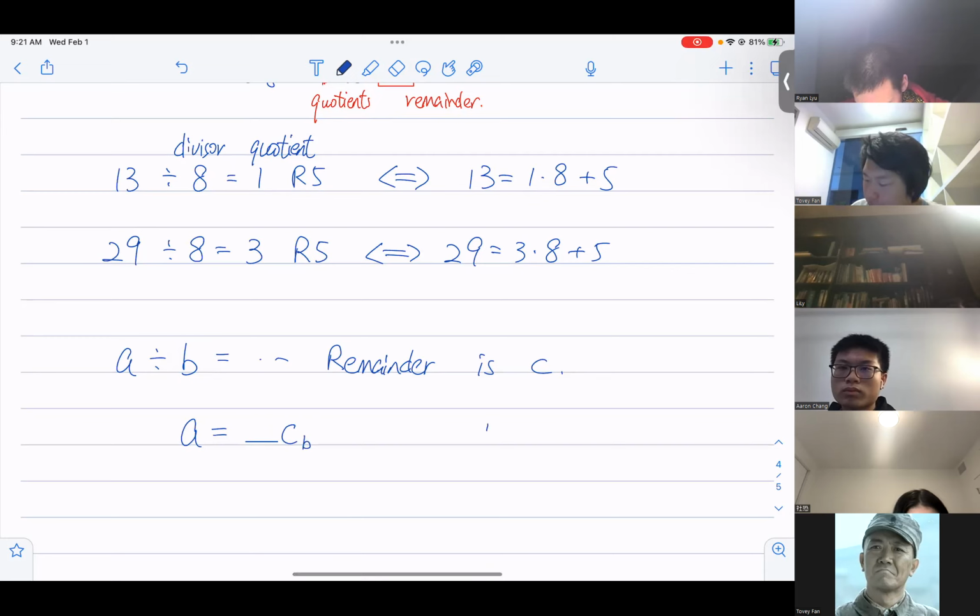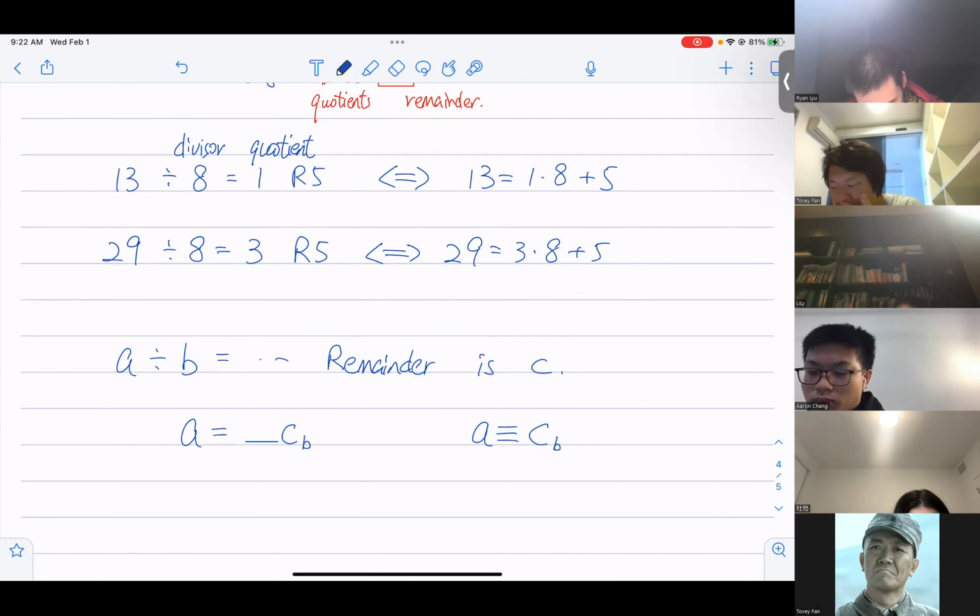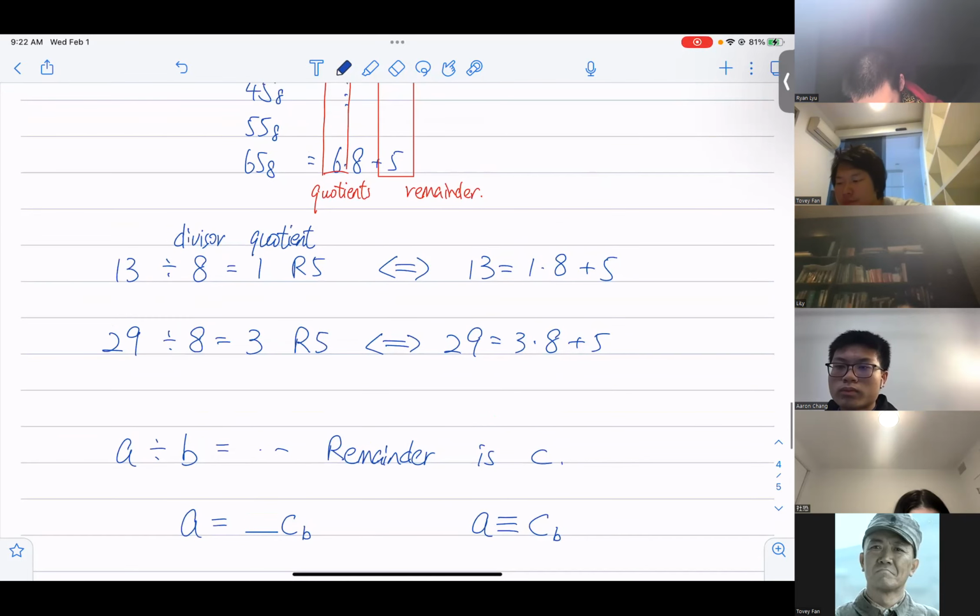So in other words, you could write this for the last digit, remember we have a notation: A is congruent to C in base B. It actually has a notation, but we'll talk about it later. So for now we just use this notation. Any question? This is something we have seen before today, right?